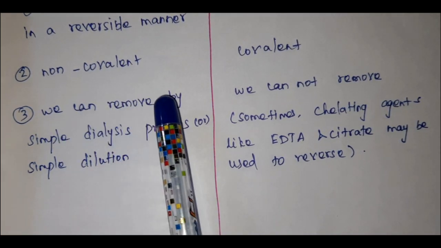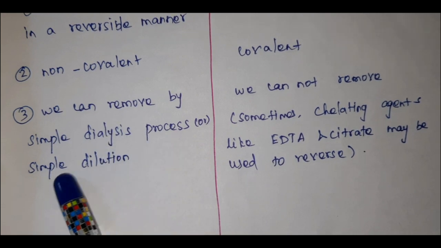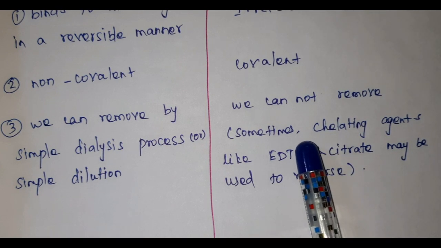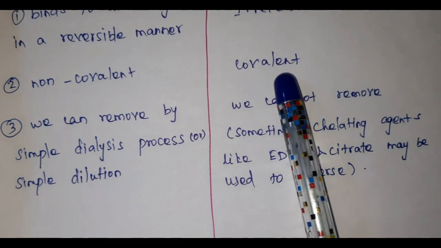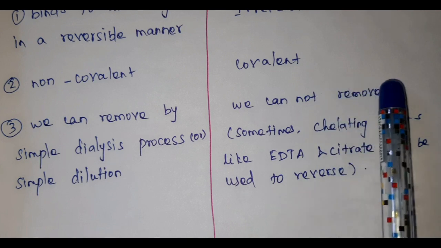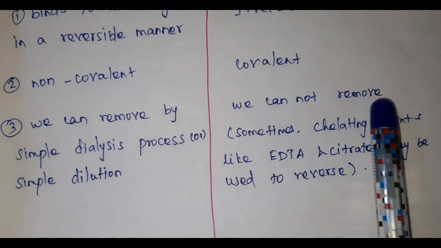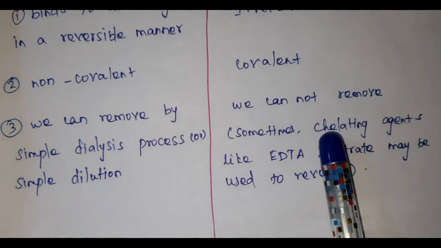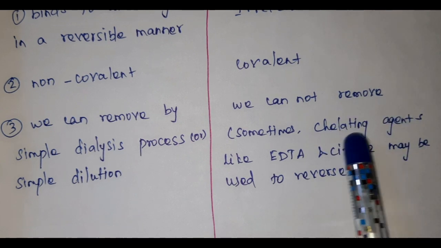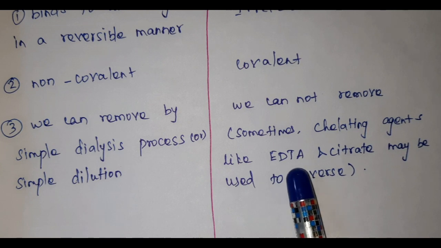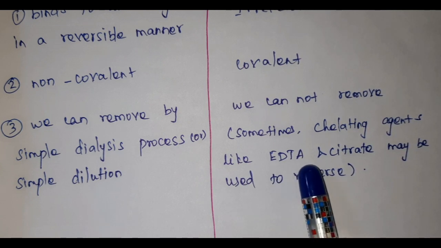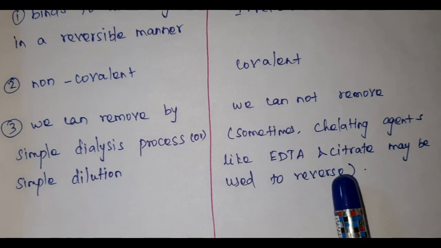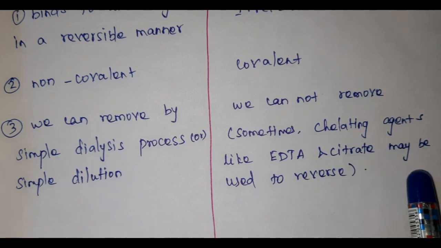So we can remove it simply by the dialysis process or simple dilution. Whereas in irreversible inhibition, there will be a strong bond formation, that is a covalent bond formation between your enzyme and inhibitor. So we cannot remove the inhibitor from the enzyme, but sometimes you can reverse the reaction by using chelating agents like EDTA, that is ethylenediaminetetraacetic acid, and citrate. These two may be used to reverse the irreversible enzyme inhibition reaction.